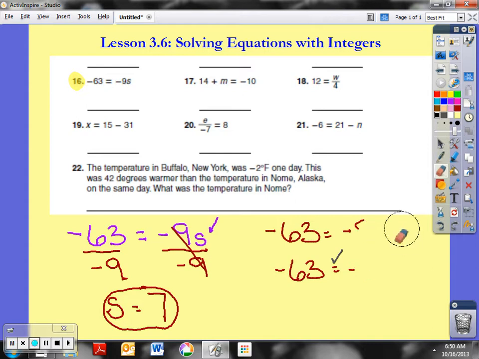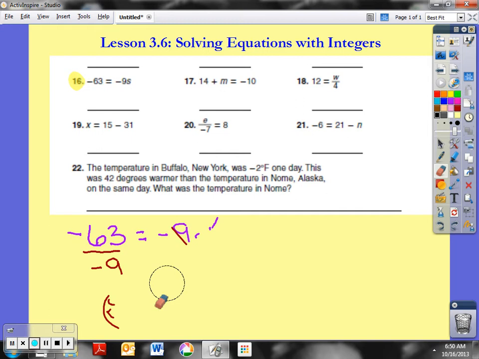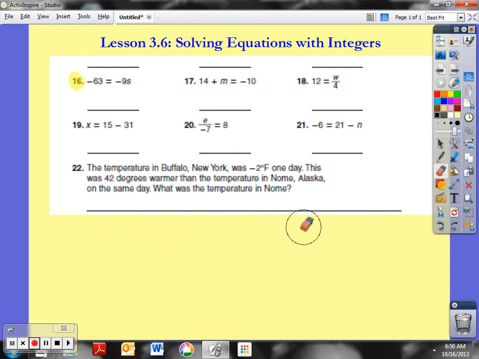And one that I anticipate some problems on would be something like a 17. And so let's take a look at 17. We have 14 plus m is equal to negative 10. Okay. Now, in this situation, I am not really evaluating for an s. I'm trying to isolate this letter m. I want this m by itself.